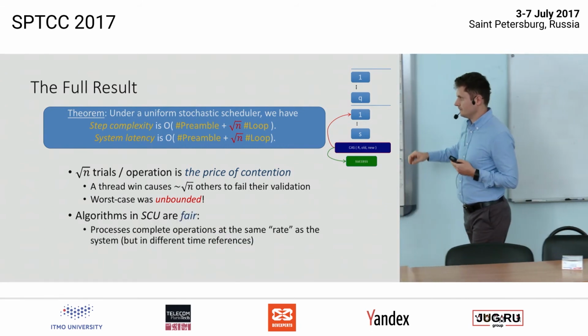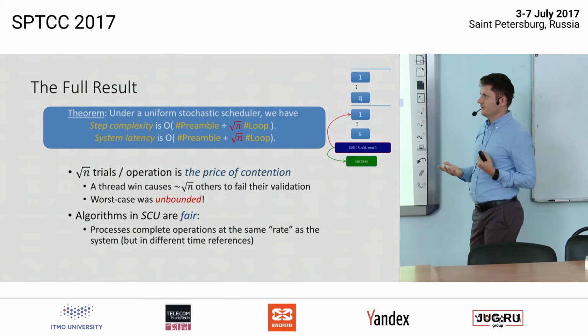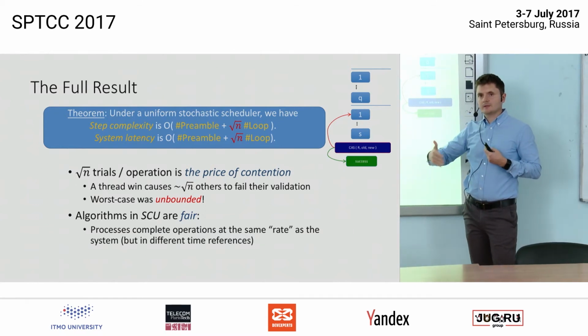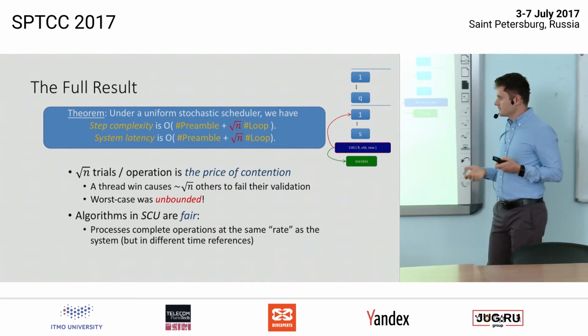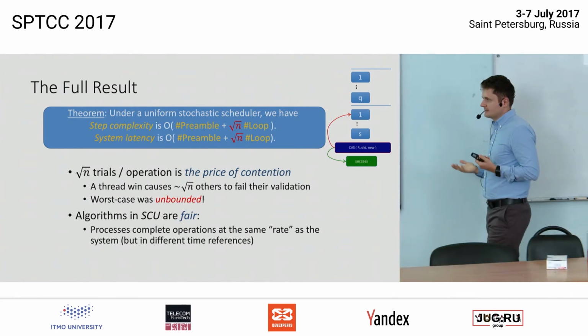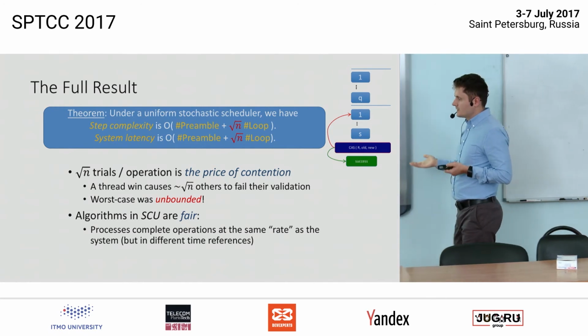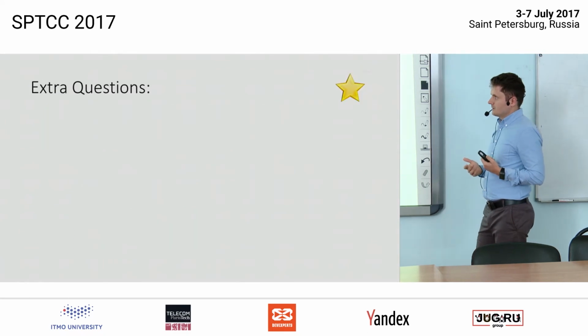The other thing which is kind of interesting is that under the scheduling model, the algorithms are fair. However many steps the system does on average to succeed, that's the average number of steps that a thread will have to do on average to succeed. So this says that processes will complete operations at the same rate as the system, which is not entirely surprising because everything is symmetric.